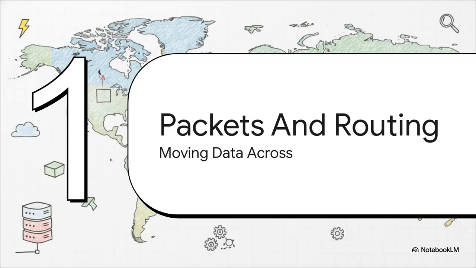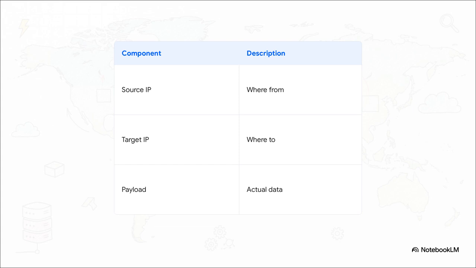Section 3. Packets and routing, moving data across the world. At the internet layer, your data isn't just sent as one giant, clunky file. It gets broken down and encapsulated into tiny units called packets. The basic anatomy of a packet requires three main things. First, the source IP. That's where the data is coming from. Second, the target IP, where the data is going. And third, the payload. This is the actual piece of data, maybe a tiny chunk of a web page or a fraction of a streaming video that is being transported.